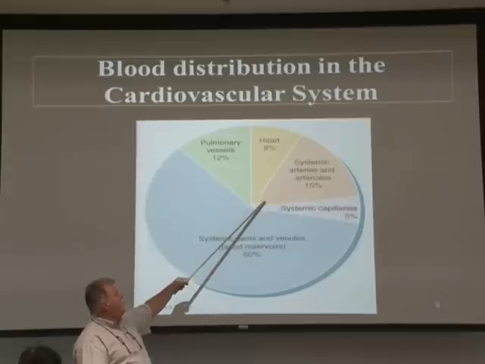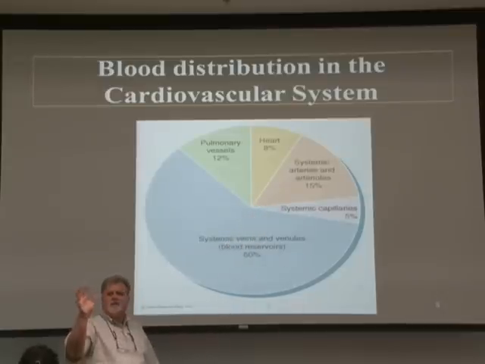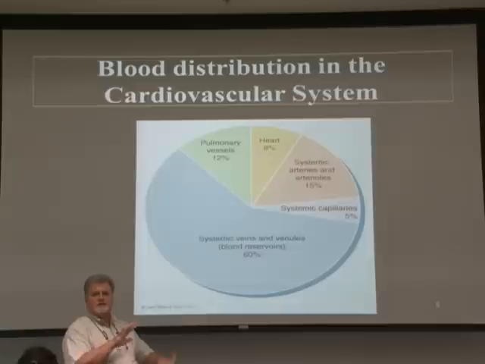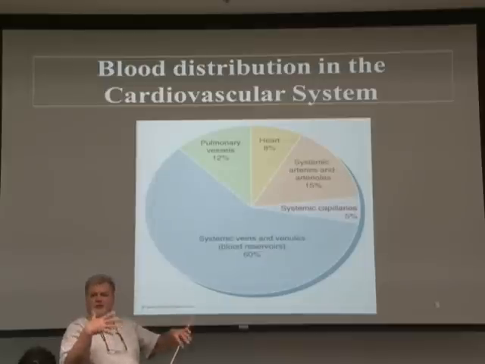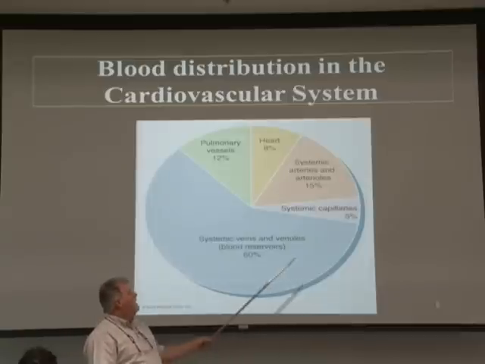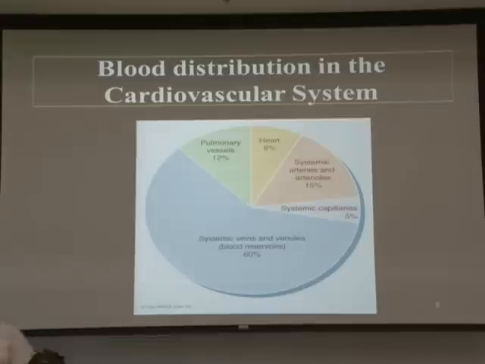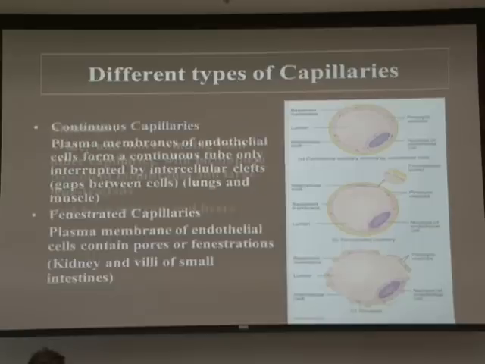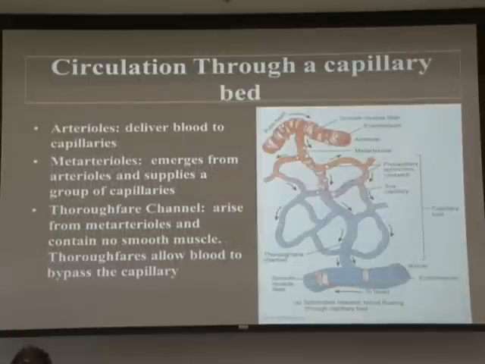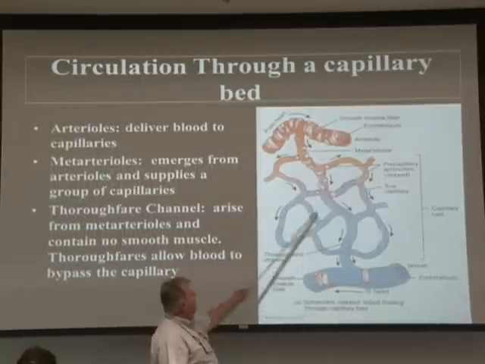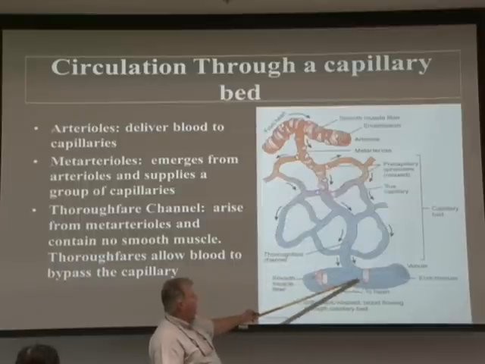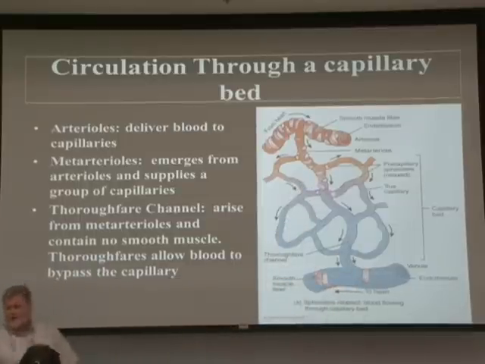So typically we have about 15% of our blood in our major arteries and our arterioles being conducted away from the left ventricle, going out to our extremities and all of our organs. At any one point in time, we have about 5% in the capillaries themselves. So we have about 5% of our blood that are out in these capillary beds themselves. And then the rest is all in the thoroughfare and in the venules that are draining capillary beds.